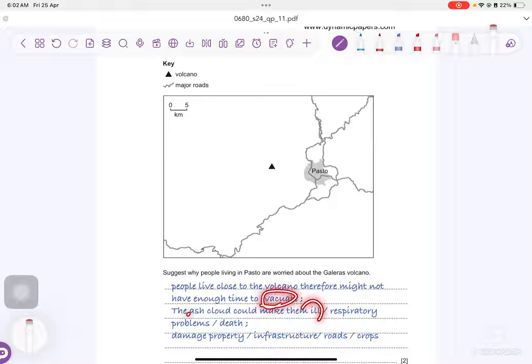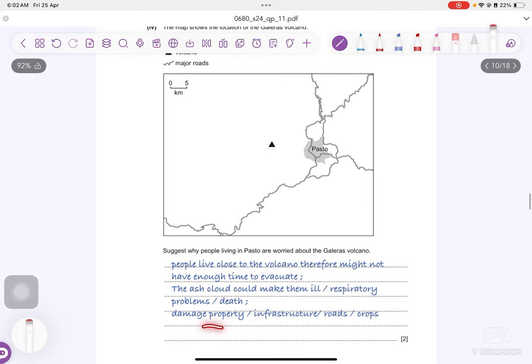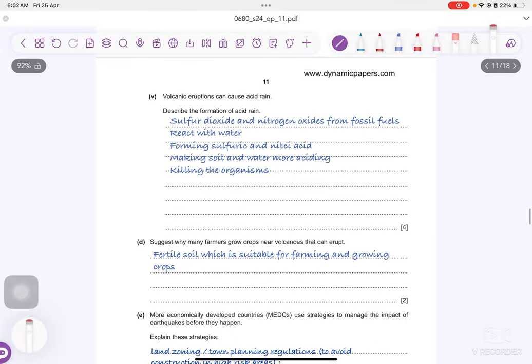The ashes will make them ill with respiratory problems or deaths, and they're going to damage their infrastructure because, as I said, this was your key: any volcanic eruptions are associated with earthquakes. So an earthquake can cause severe damage, okay? You can use this point in your answer by saying it's going to damage the infrastructure from earthquakes or whatever, okay? Volcanic eruptions can cause acid rain.